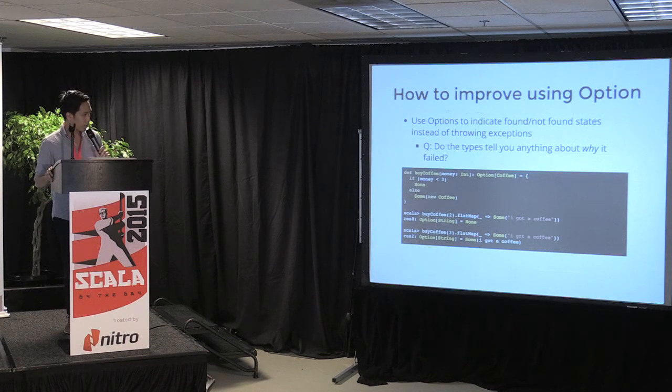But there's a little minor problem, right? Does the function now tell you why it possibly failed? No, you'd still have to look through the business logic, dig through, and figure out why this was a None. In this case, you'd see the same kind of deal: if money is less than 3, then it's a None. We can do better than this.